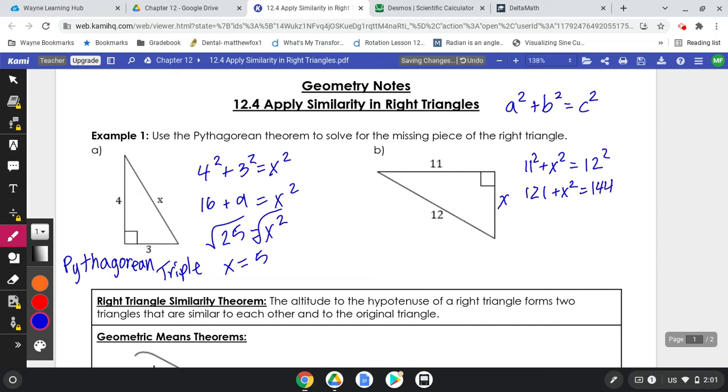Okay, we'll subtract the 121 now. If you don't have these memorized, just use a calculator. Remember, 11 squared means 11 times 11. 12 squared is 12 times 12. Okay, we'll get x squared equals 23.